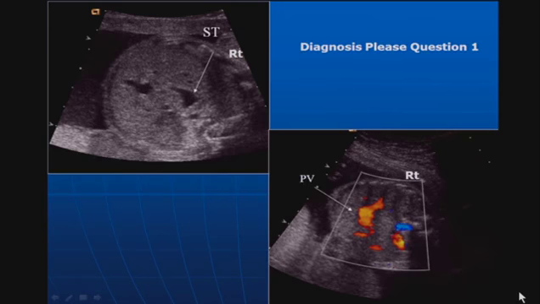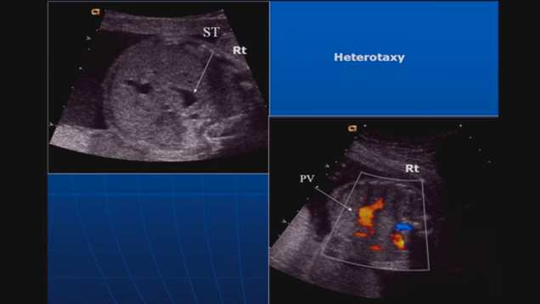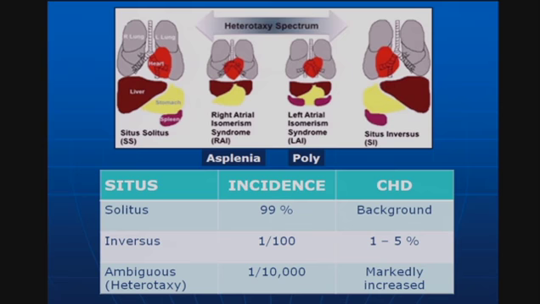So if you took this case here in which you had the stomach almost midline, this is some of the liver here, the portal vein is midline, what would be your diagnosis? I've listed 5 different things that you could think here, and when I've shown this to people, they usually come up with the wrong diagnosis. This happens to be situs ambiguous or heterotaxia. And heterotaxia falls under the syndrome where there's either asplenia or polysplenia.